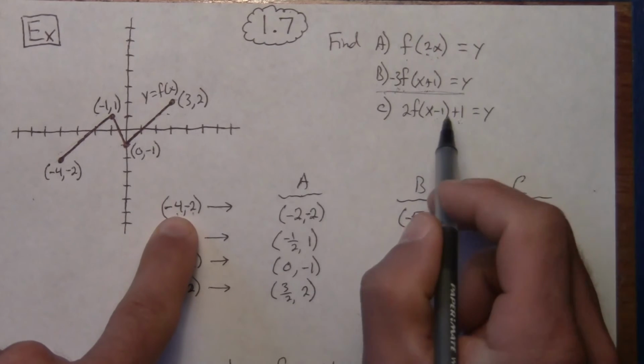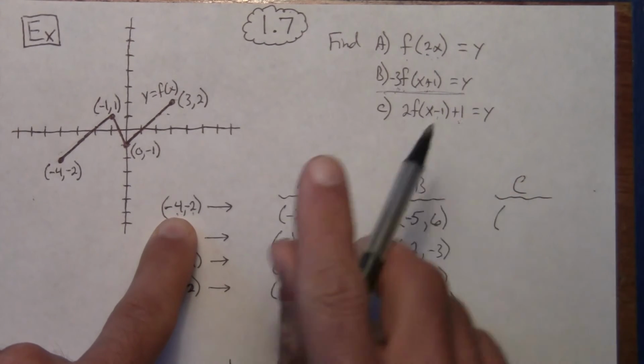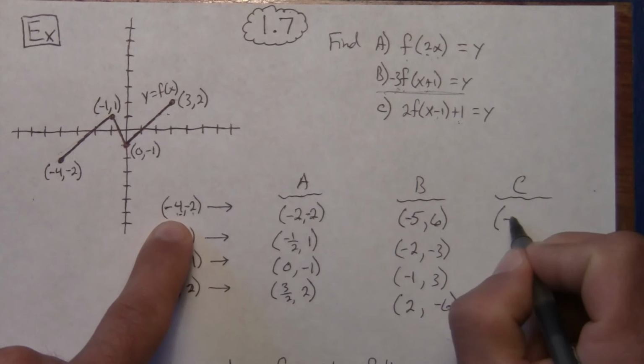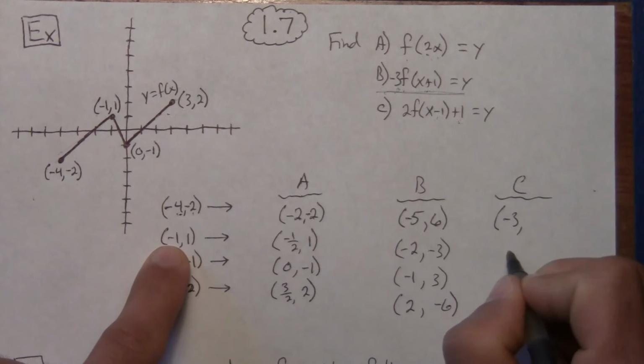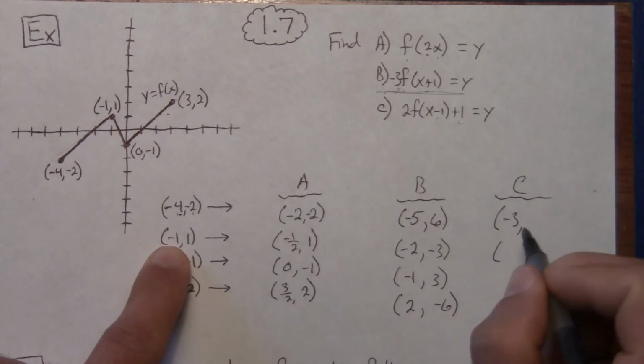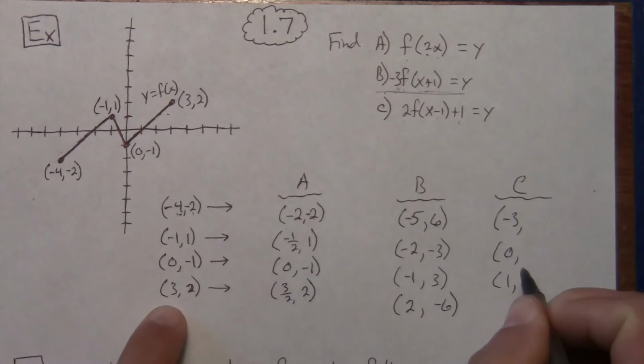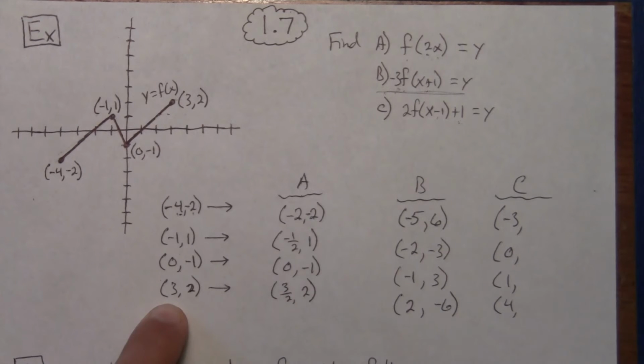So if I look at my x value, again, opposite of what it looks like, it's actually going to the right one. If I add 1 to negative 4, it's going to give me negative 3. Add 1 to negative 1, it's going to give me 0. Add 1 to 0 and add 1 to 3. They're all my x values.